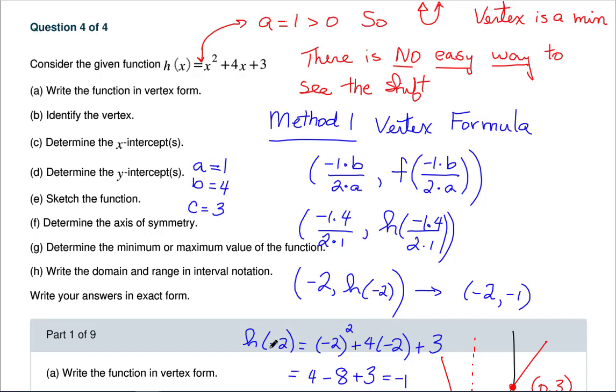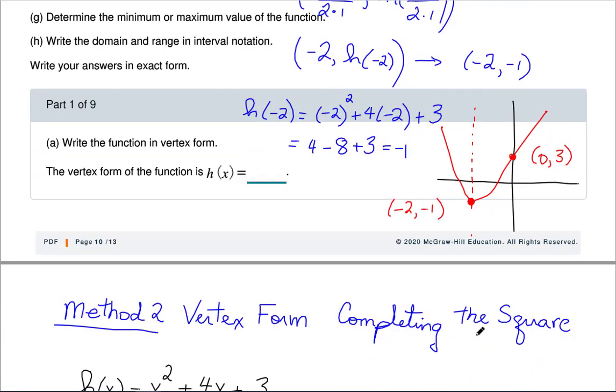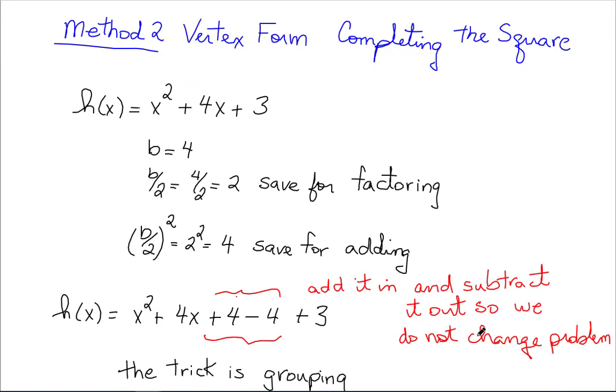Well, what is h of minus 2? You simply plug minus 2 into h. Minus 2 squared is 4. 4 minus 8 plus 3, and we get minus 1. So I now know where the vertex is actually located. That's one method. The other method is by completing the square.